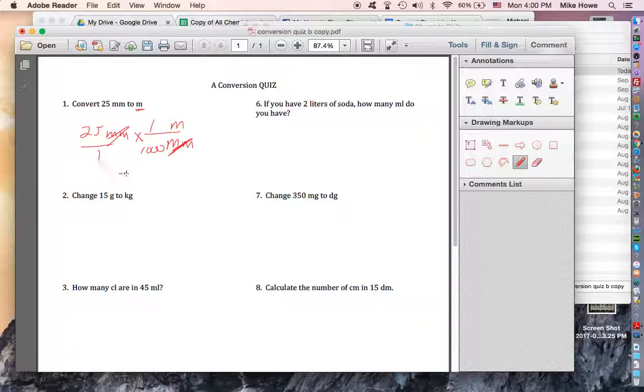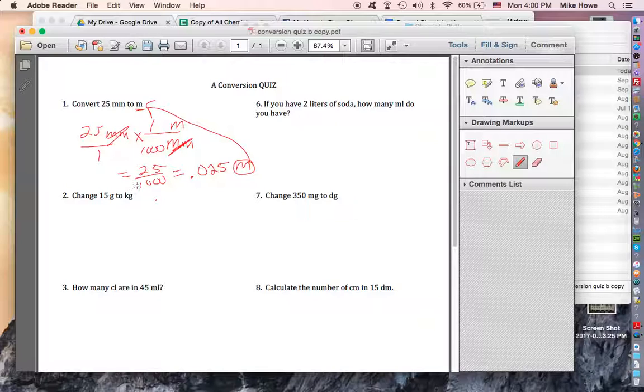Now when you do the math, you have 25 times 1 on the top, which is 25. You have 1 times 1,000 on the bottom, which is 1,000. Then you have 25 divided by 1,000, which is 0.025. Since millimeters have canceled, the unit is meters, and meters is what you're trying to get to, so that means that you've done the problem correctly.